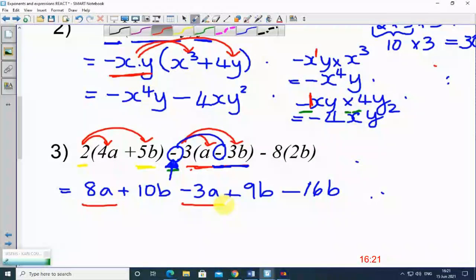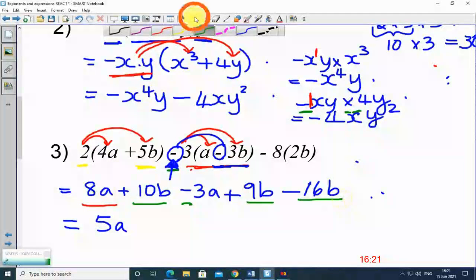So I've got 8A, subtract 3 of them, 8 of them, minus 3 of them, I've got 5 of them. Then I see, oh, I've got some B terms. That's 10B. Ooh, that's another B term, that's another B term. Sorry, we already underlined that as an A term.